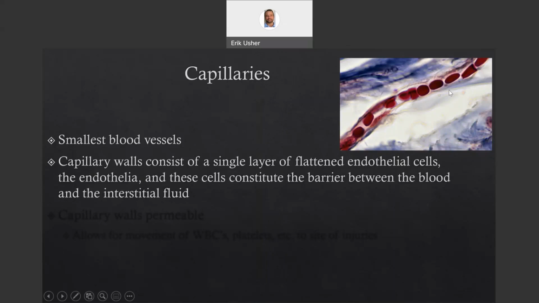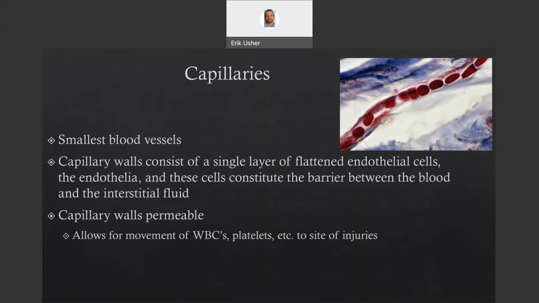All right. So capillaries are the smallest blood vessels in the body. We know that. The walls consist of a single layer of flattened endothelial cells, the endothelia. These cells constitute the barrier between the blood and the interstitial fluid. Capillary walls are permeable. We know that. Things go in and out of them. It allows for the movement of white blood cells, platelets, etc., to the site of an injury. And we talked about that particular concept a lot in almost every disease state, where this capillary permeability allows for inflammation and other issues that are beneficial and can be pathologic.